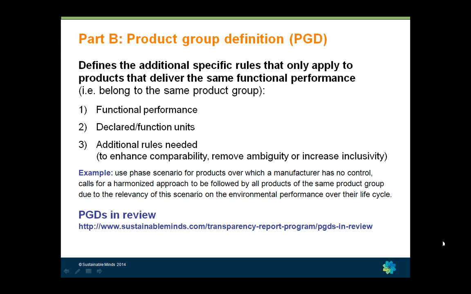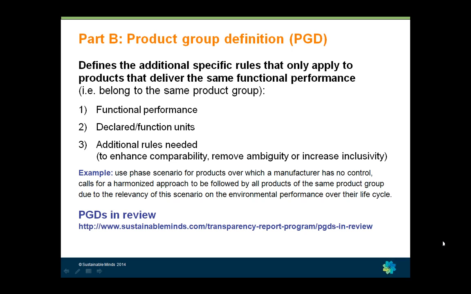So when you want to apply to a transparency report and you want to develop one, you can use Part A that helps everybody. And we ask you to think about what goes into Part B. Now, Part B is a short document. We anticipate these documents to be 2 pages on average. And what you see in there is, okay, well, what are additional rules that we need to be able to develop a product declaration? And then product group is defined by, okay, well, which functional performance is actually delivered by this group. So the product group definition only includes a functional performance description.